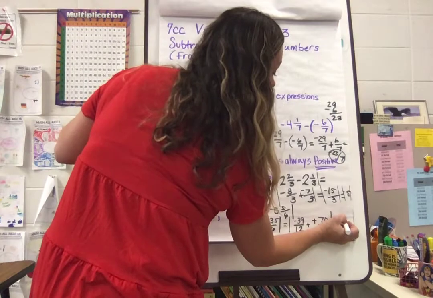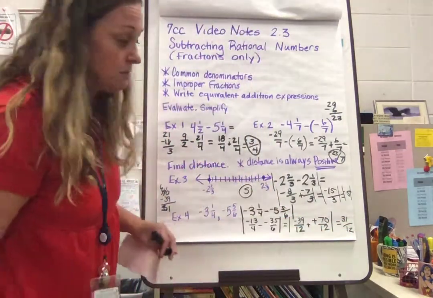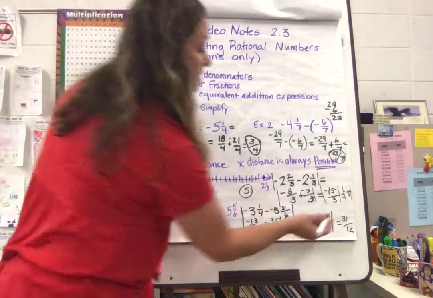I have 31/12. 70 is positive and it's more, so my answer is positive. I can leave it as 31/12 and be just fine with that.